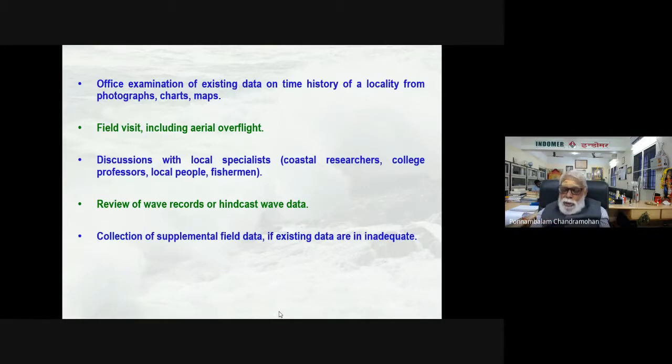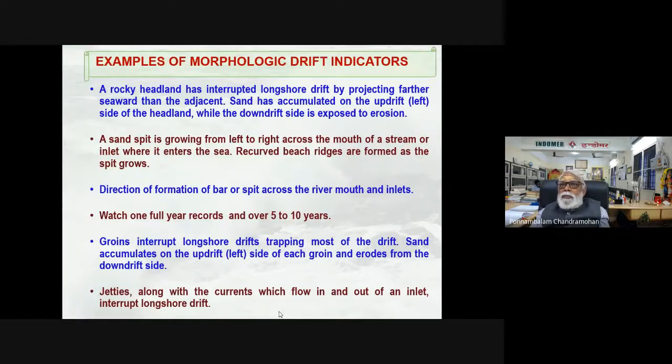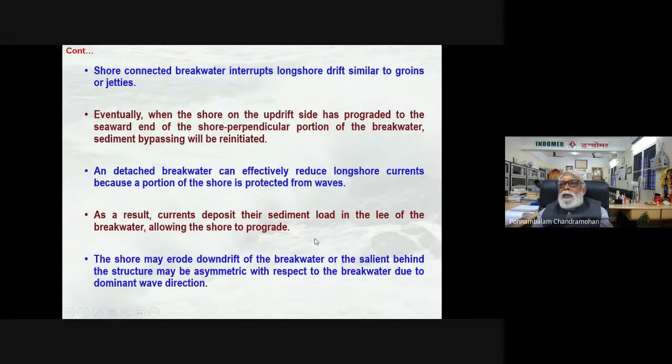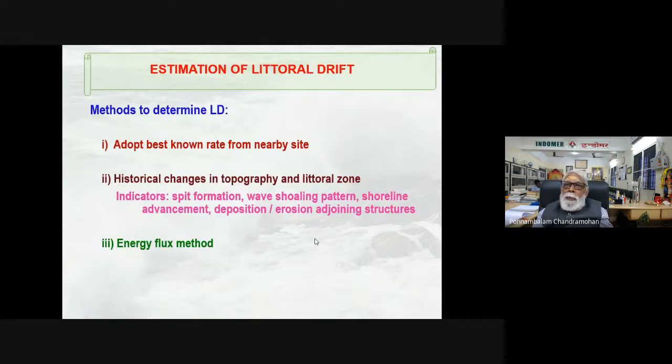Theoretically we cannot say this is what's happening over there. So the coastal engineer will go and see the morphological drift indicators, whether what we estimate is okay or not. And to have such an estimate, one should have at least a minimum of 1 year of continuous wave data recorded every 1 hour: wave height, period, and direction. If you have it over the period of 5 to 10 years, then it is very good for estimating reliable littoral drift. How to estimate the littoral drift?